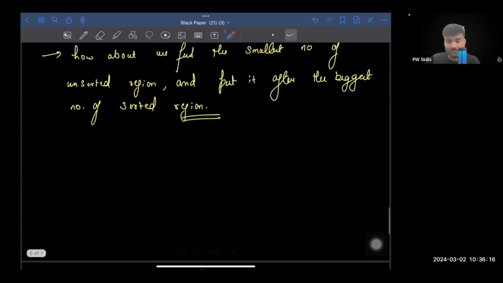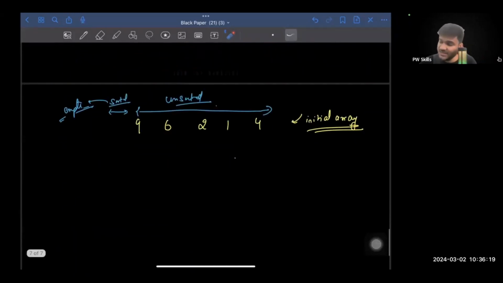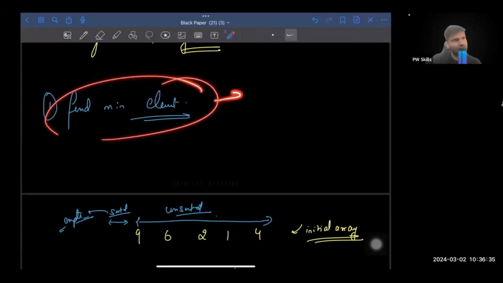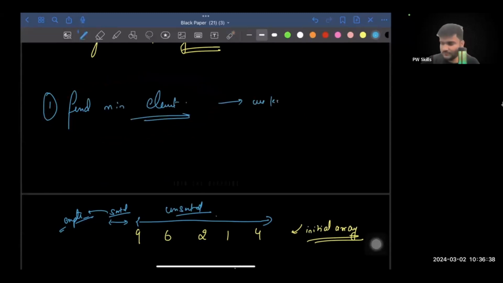So what is the strategy that I mentioned to expand the sorted part? I'm going to find the minimum element here. Now you have to find the minimum element. So first step is find minimum element. We will discuss more about finding this minimum element later. For the moment, just assume that we know how to do it.